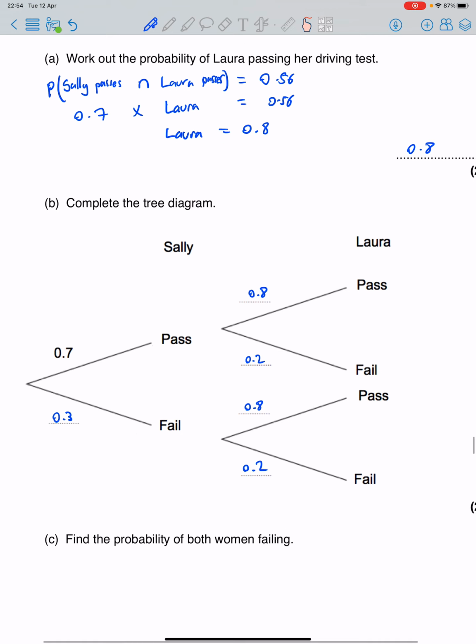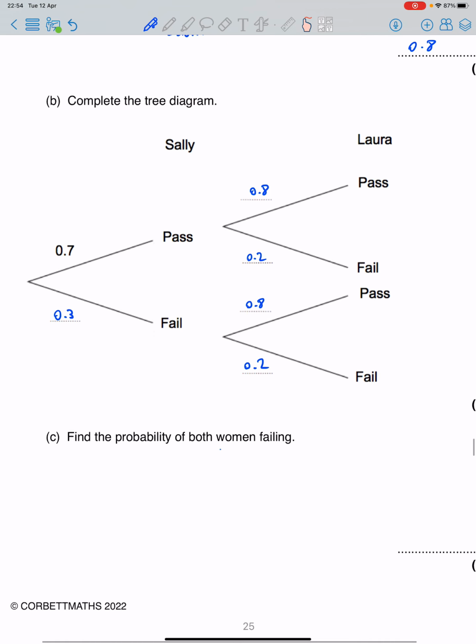Then it says, find the probability of both women failing. My gosh, this is like some dark question. Why do you want them to fail? Gosh. Okay.